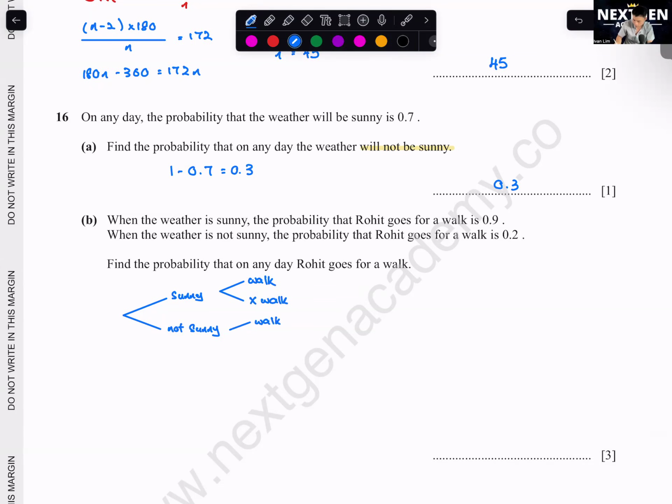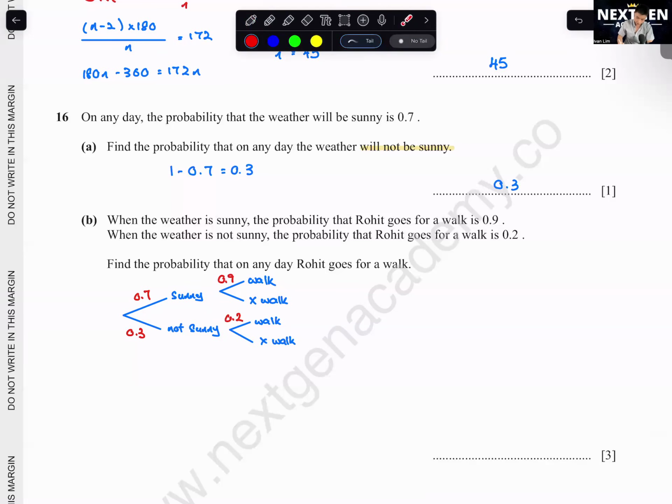You don't have to draw this out to solve this question, but maybe this one might be clearer for y'all to see. Okay, what's the probability that it is sunny? 0.7, right, from the previous question. Not sunny here is 0.3. So if sunny and goes for a walk, it will be 0.9. Not sunny and goes for a walk is 0.2. Do we need to calculate the don't walk one? They are not asking us for it, right? Rohit goes for a walk only, so we don't need it.